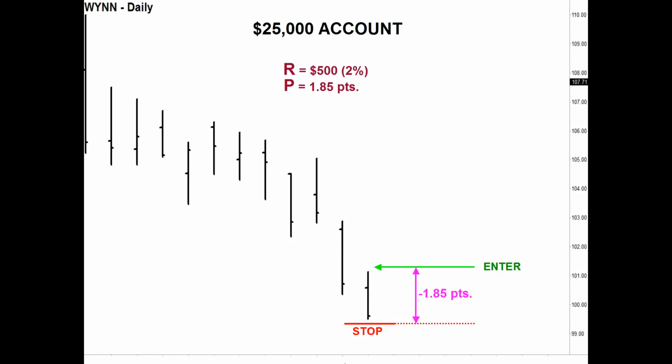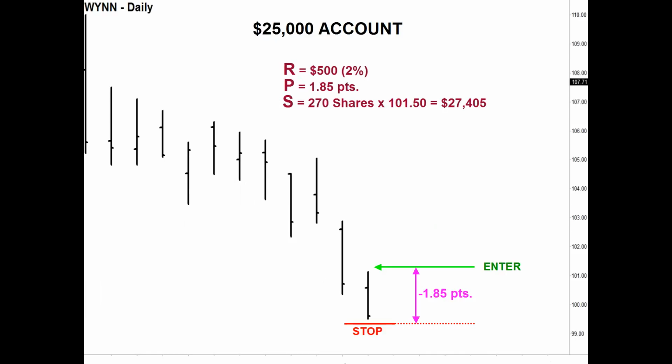In order to calculate our position size, we divide R, which is 500, by P, which is 1.85, and that will give us our position sizing, which comes out to 270 shares. You all got that? Now, this is the important thing to remember. We have a $25,000 account. How much would it cost us to buy 270 shares? Well, we're going to be purchasing 270 shares at 101.5. That comes out to nearly $27,500.